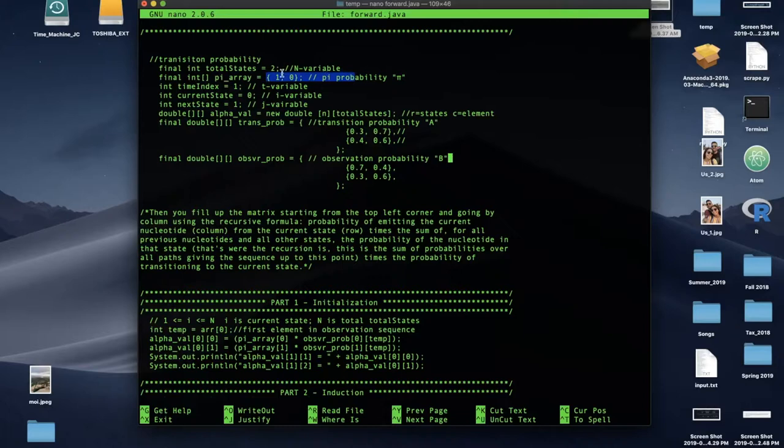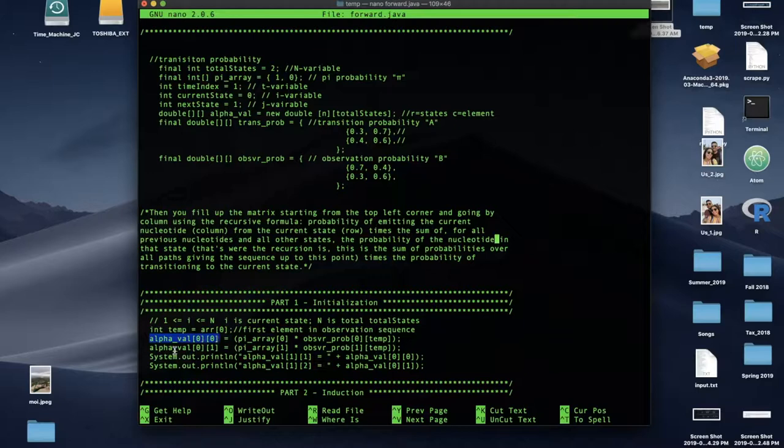which is 1, 0. So we are multiplying the 1 times the observation probability given the first observation, which our first observation element was happy. So knowing that it's happy, happy is a value of what? Zero. Since it's a value of zero, it is observation probability 0, 0, which is 0.7. So we're multiplying this 1 times the 0.7 and storing that into our alpha value array.